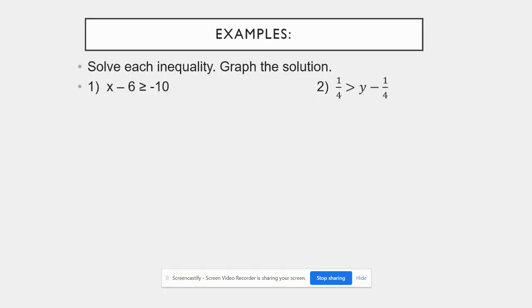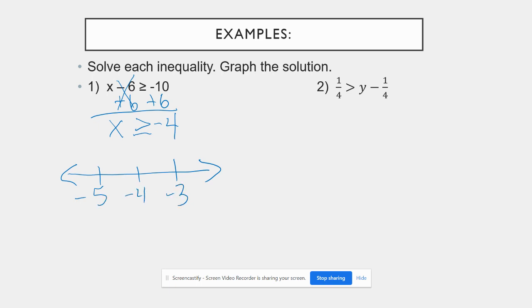Let's work on some examples then. Solving these inequalities and graphing the solution. The opposite of subtracting 6 from x is adding 6. So we're adding 6 to both sides. That adds to 0. And -10 plus 6 is -4. So our solution is x is greater than or equal to -4. On my number line, my circle is closed because it's equal to, and greater than is to the right towards positive infinity.